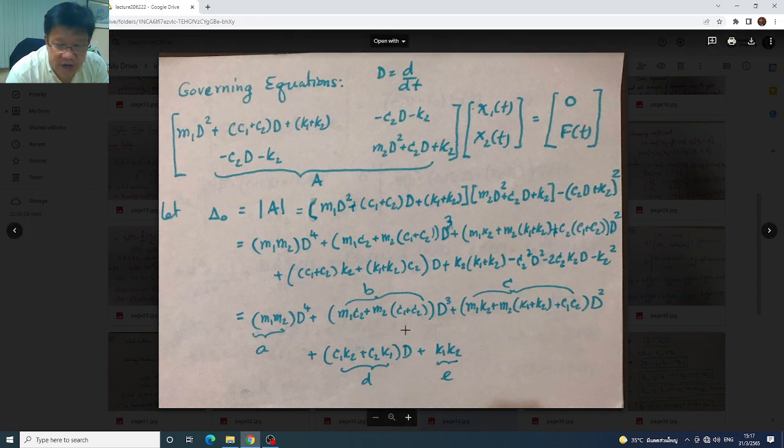To simplify it, I'm going to use the coefficient that multiplies d to the 4, the fourth order term, as small a, and the coefficient multiplied to the third order derivative here is b, and this term for the second order will be small c, and then small d for the first order term, and then small e for the zero order term.